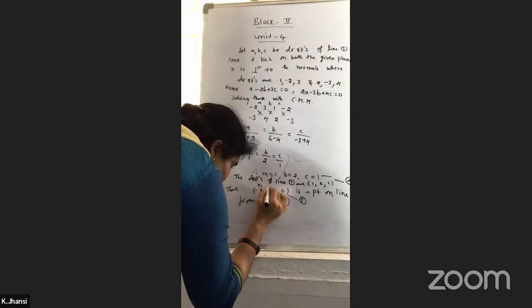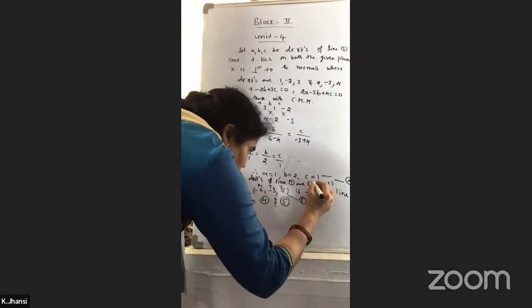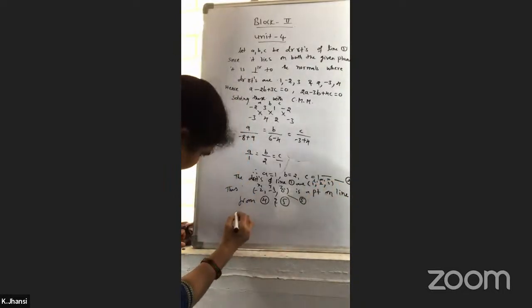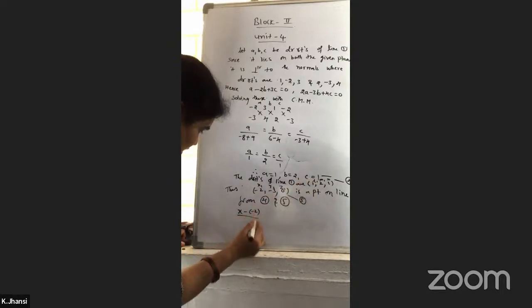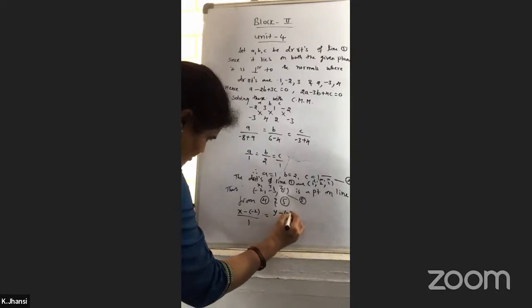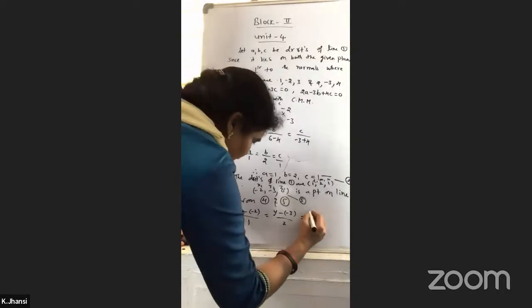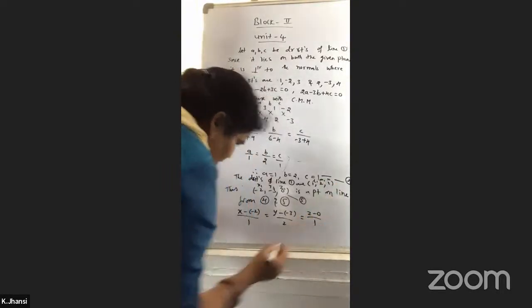This is x1, y1, z1, and this is L comma M comma N. So x minus x1, minus of minus 2, by L. What is the L value? That is the A value, 1. Y minus y1, minus 3, by M, the value is 2. Z minus z1, that is 0, by N, the value is 1.